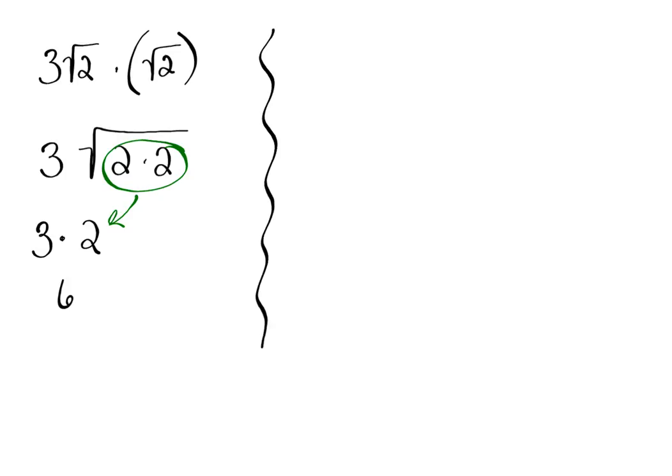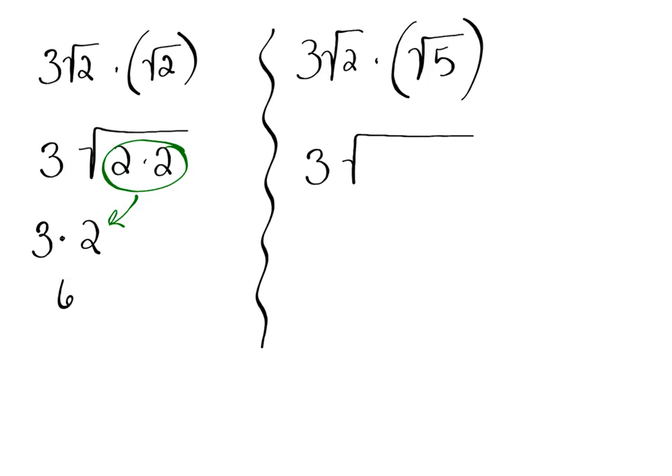But there's going to be ones where they don't get rid of the radical. Let's say I have 3 square roots of 2 times the square root of 5. Well, this is 3 times the square root of 2 times 5, and this would be 3 square roots of 10, because I don't have any doubles underneath the radical. And there's my final answer for that. That's doing monomial type multiplication.